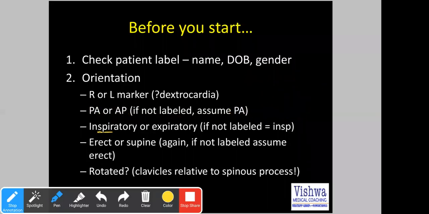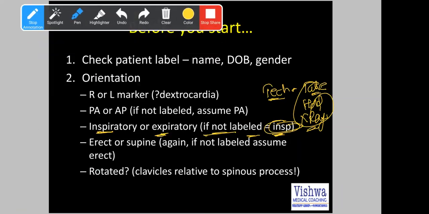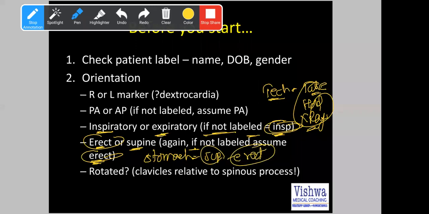Also understand whether it's inspiratory or expiratory. If not labeled, it is always inspiratory. Remember, technicians always ask the patient to take a breath, hold it, and then throw the X-ray. So it is always inspiratory, all the X-rays. Also, we need to understand that sometimes the anatomy looks different in a supine position and an erect position. So if not labeled, assume that it is an erect position. Remember one thing, the stomach bubble will not be seen in a supine position, only in the erect position.